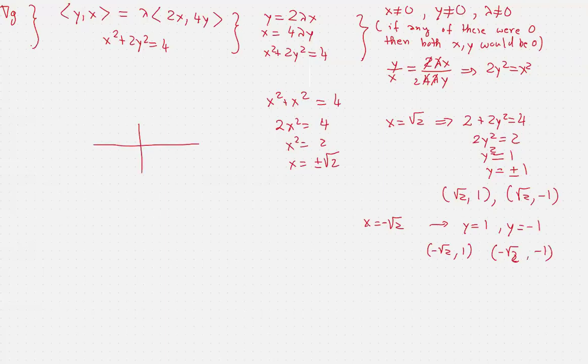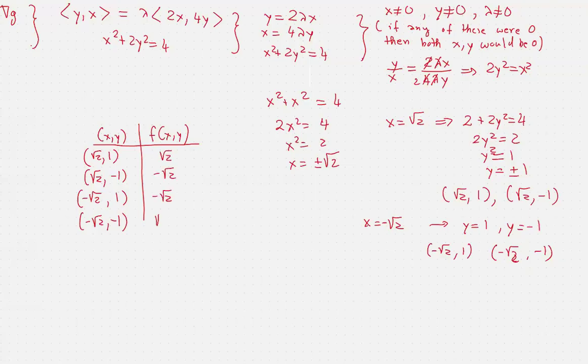and we get square root of 2 comma 1, square root of 2 comma negative 1, negative square root of 2 comma 1, and negative square root of 2 comma negative 1. So that will give us square root of 2, negative square root of 2, negative square root of 2, and square root of 2. So this is a maximum. This is another maximum. So we have 2 maxima on this domain and 2 minima. Or the domain is the ellipse.